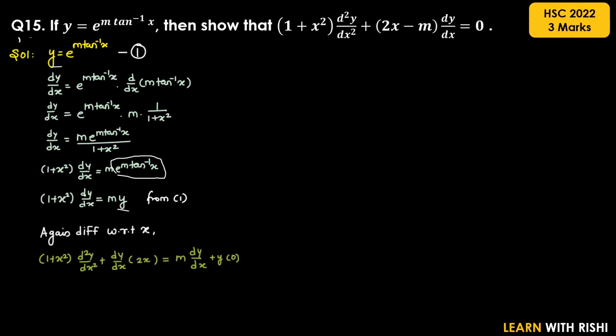So u into derivative of v, dy by dx, derivative is d2y by dx2, plus dy by dx as it is, derivative of 1 plus x squared, 2x, is equal to m is constant, and derivative of y with respect to x is dy by dx. 1 plus x squared into d2y by dx2 plus dy by dx into 2x minus m, we'll take common dy by dx is common, so 2x minus m is equal to 0. This is what we have to prove.